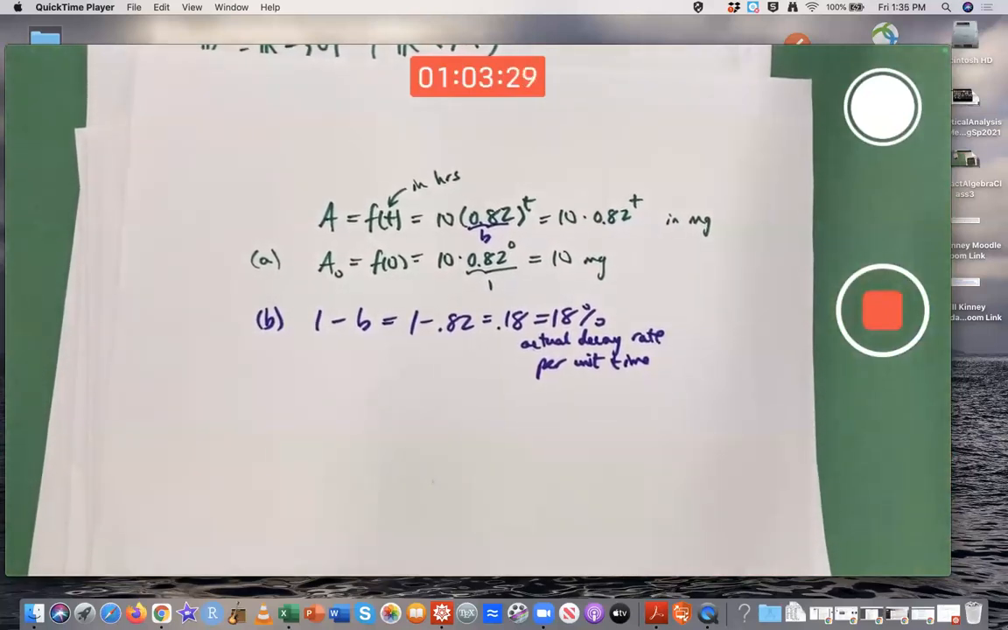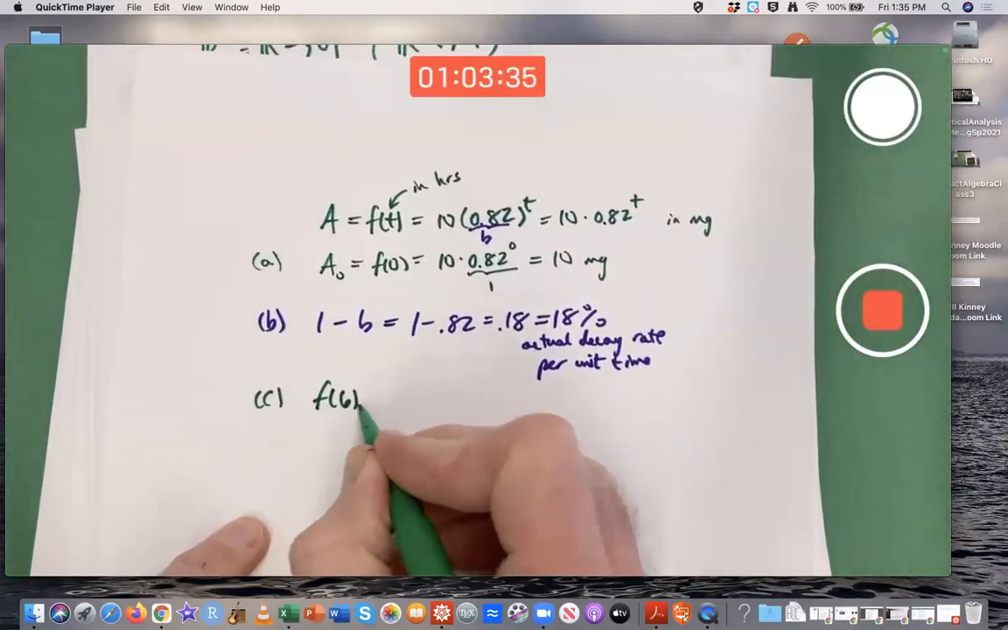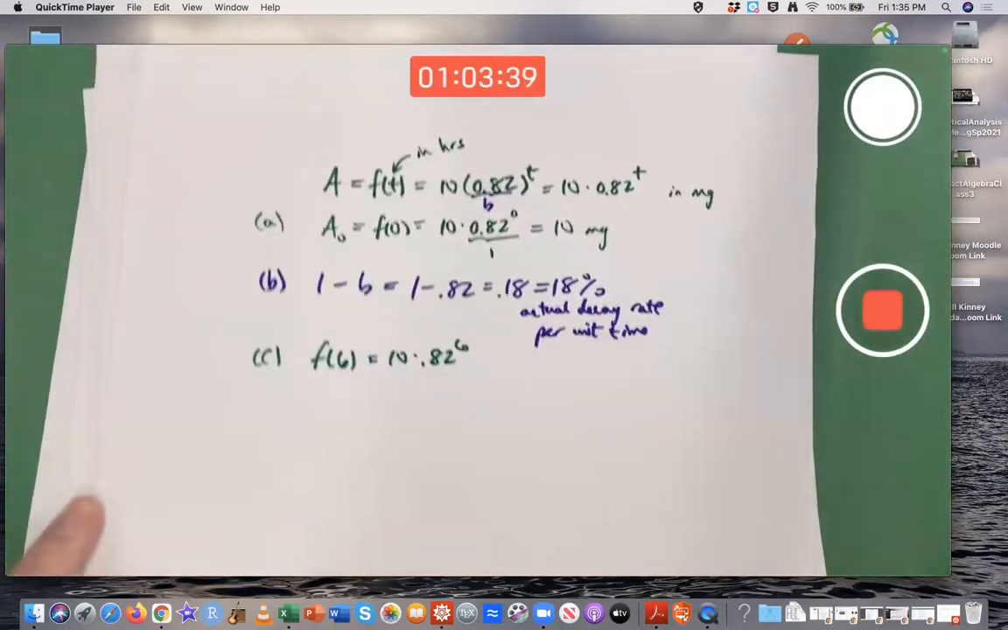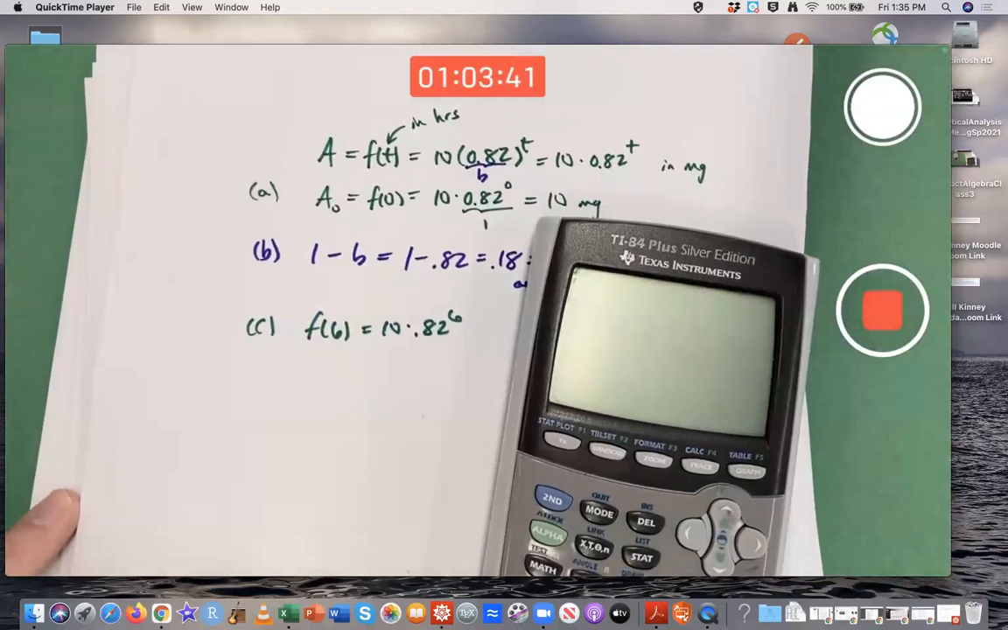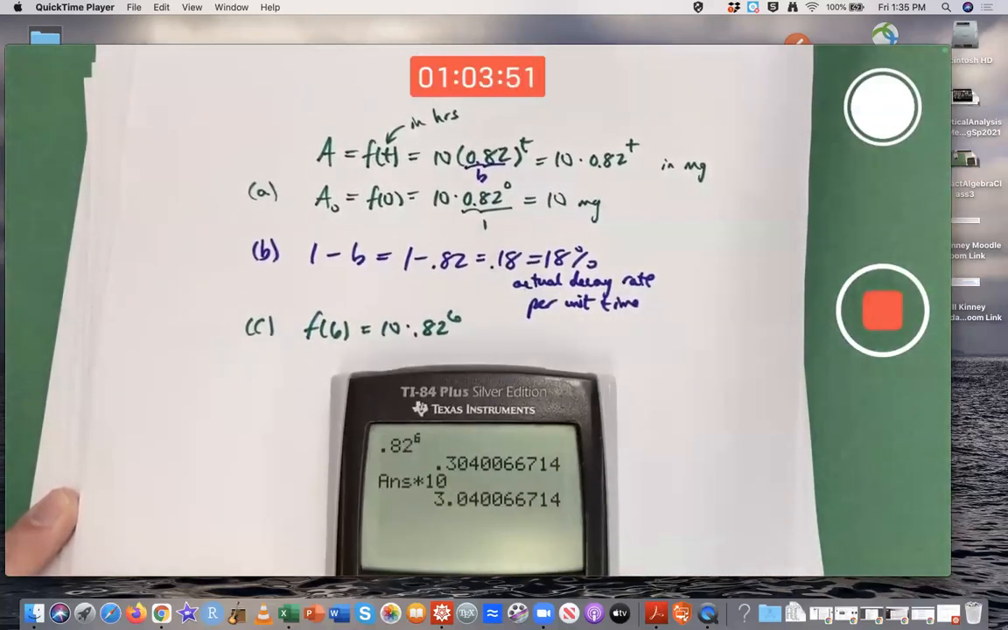How much of the drug is left after 6 hours? f of 6 would be 10 times 0.82 to the 6th power. Do the power first, then multiply by 10. About 3.04 milligrams.